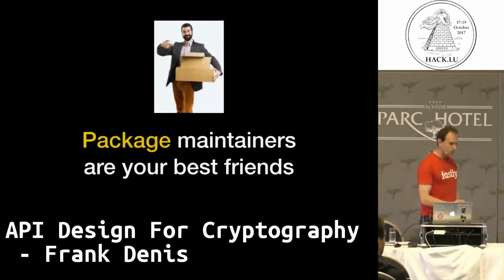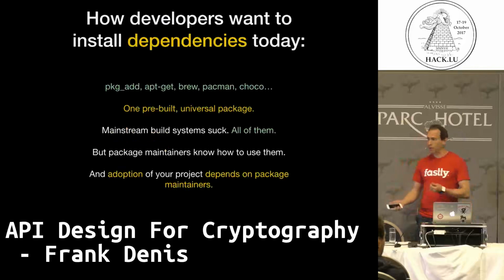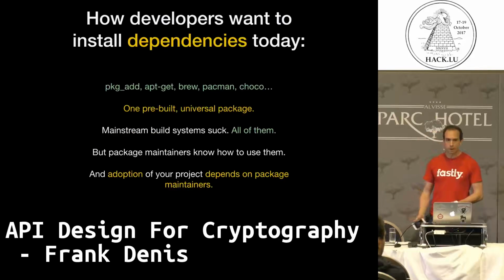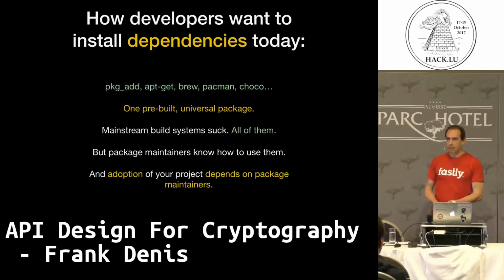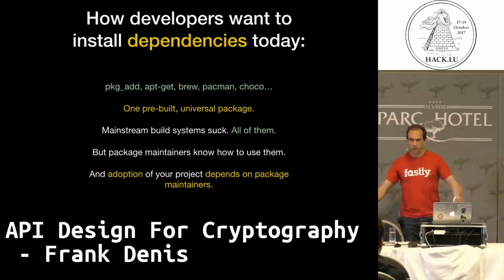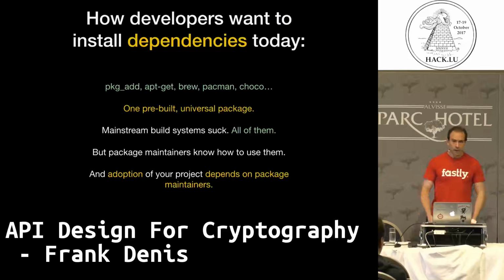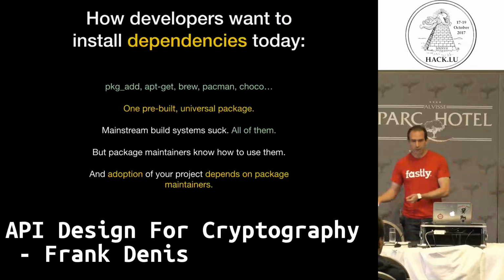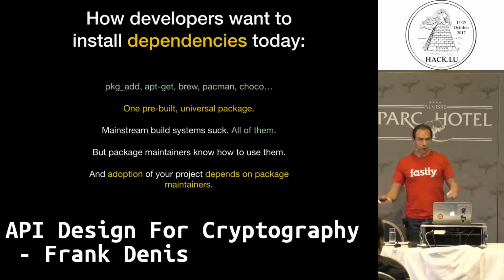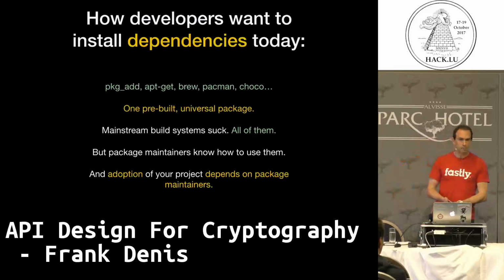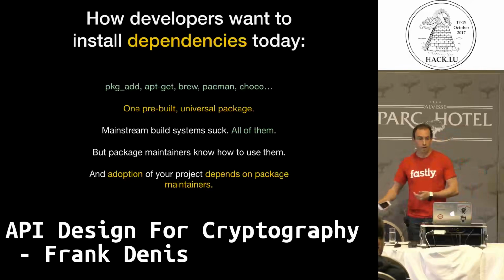Package maintainers are your best friends, and this is very important. Like today, nobody wants to actually compile stuff anymore. People just want to use apt-get or pacman or whatever. And you can't possibly maintain packages for all possible distributions and operating systems out there. So you need help. And the best way you can get help from these people is actually to make their jobs easier. So stick to very boring build systems, such as Autotools. Autotools suck, but everybody knows how to use it, and package maintainers can just apply recipes they know in order to build packages for your stuff. So don't be too smart if you want people to help you.